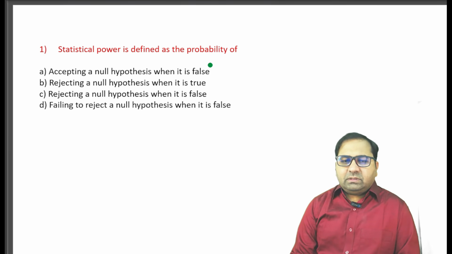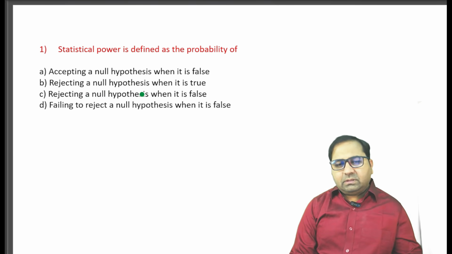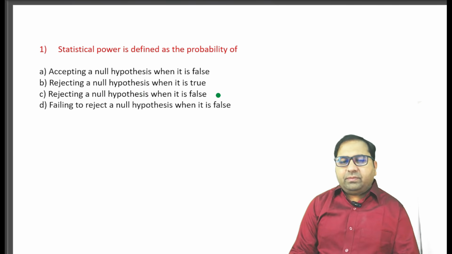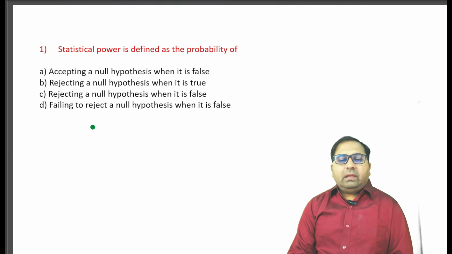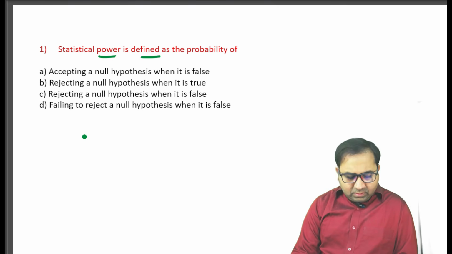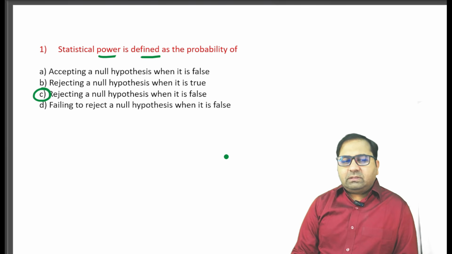A. Accepting a null hypothesis when it is false. B. Rejecting a null hypothesis when it is true. C. Rejecting a null hypothesis when it is false. And D. Failing to reject a null hypothesis when it is false. So the statistical power is defined as the probability of what? Among the options they gave, option C is correct. That is, rejecting a null hypothesis when it is false.